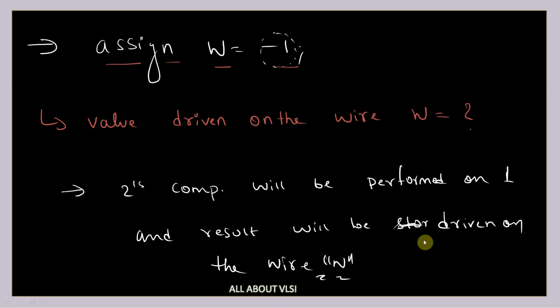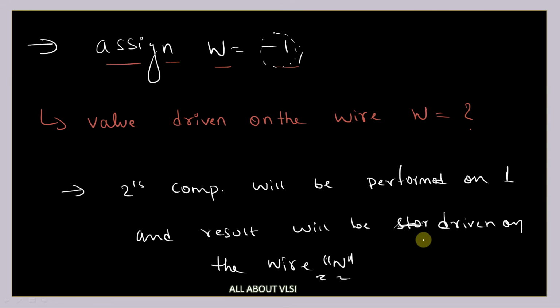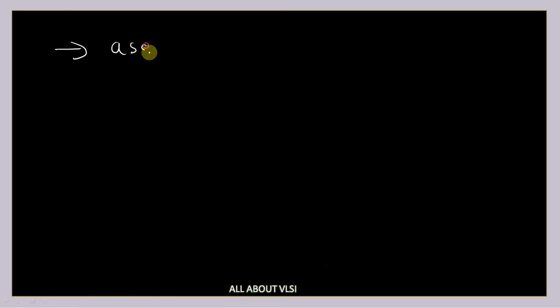So in Verilog, internally it is going to perform 2's complement on this 1, and the result will be driven on this wire. Now can anyone tell me what is the numerical value that is going to be driven on this wire? I have given the answer: 2's complement will be performed on 1, and the resultant will be driven on this wire W. I will write down the question once again: assign W is equal to -1.